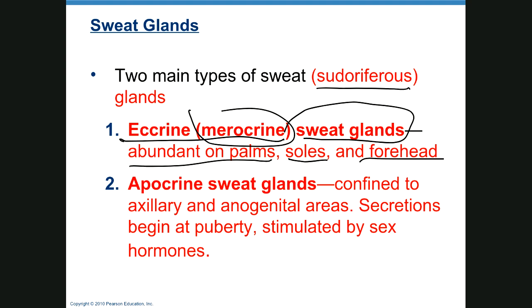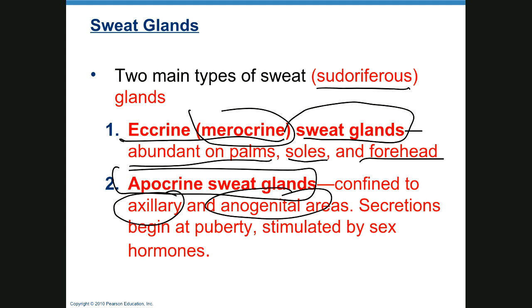They're the ones that secrete the watery type of sweat. So these are the kinds of glands that when we think of sweat glands, we're thinking of these types of glands. The other type of sweat glands are called apocrine sweat glands, and they're found only in certain parts of the skin, under the arms, in the genital area.